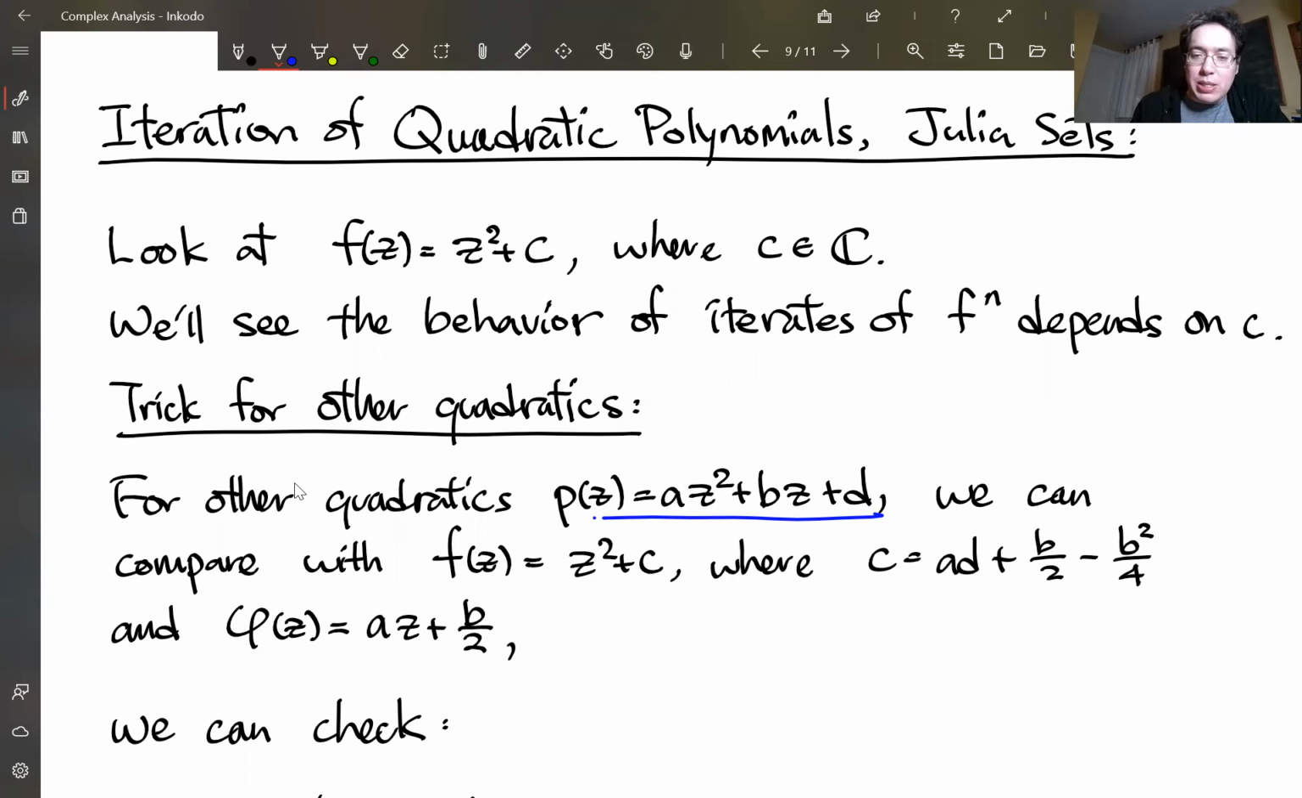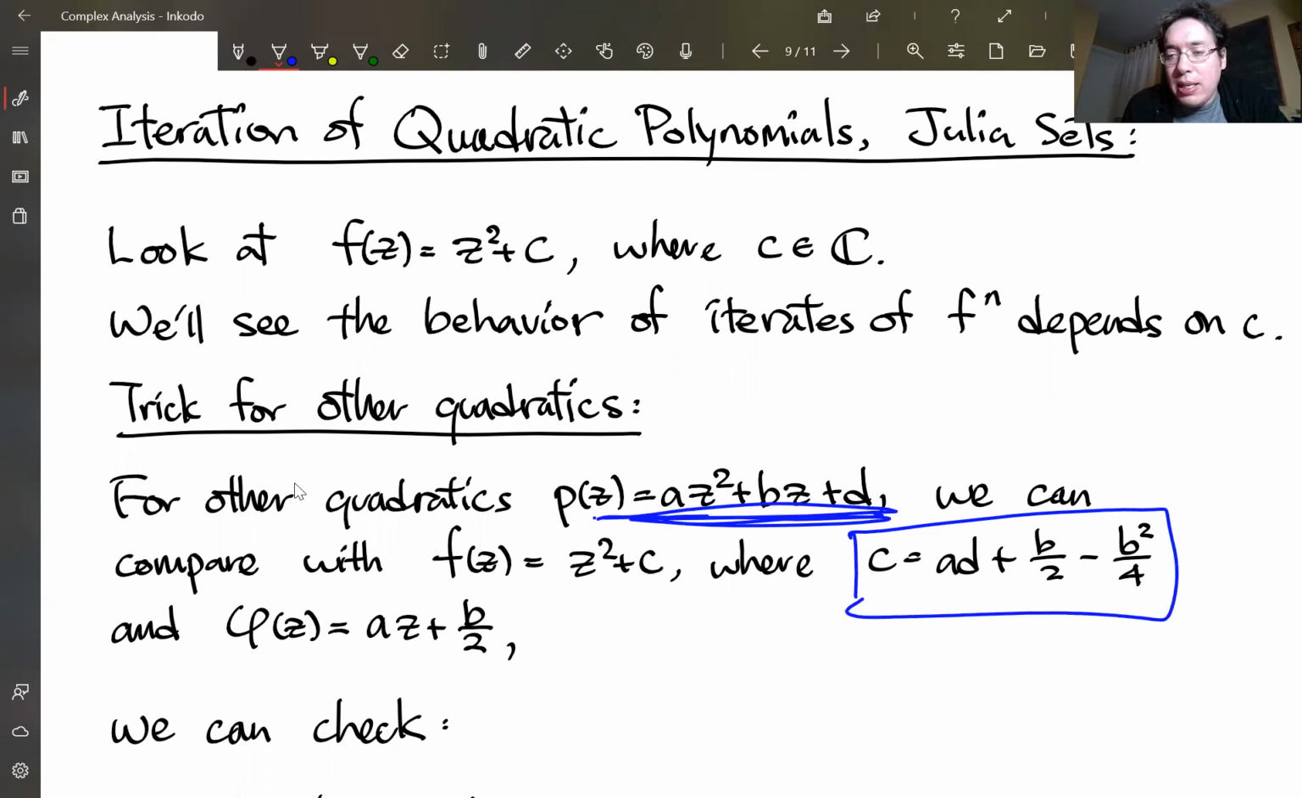So what we're going to do is, if we have a polynomial that looks like this, we're going to choose c given by ad plus b over 2 minus b squared over 4. I know that looks absurd, but it's what it works out to be. And we're going to look at this transformation phi that looks like az plus b over 2. So phi is like a linear transformation, so it's only scaling and shifting that's happening here.